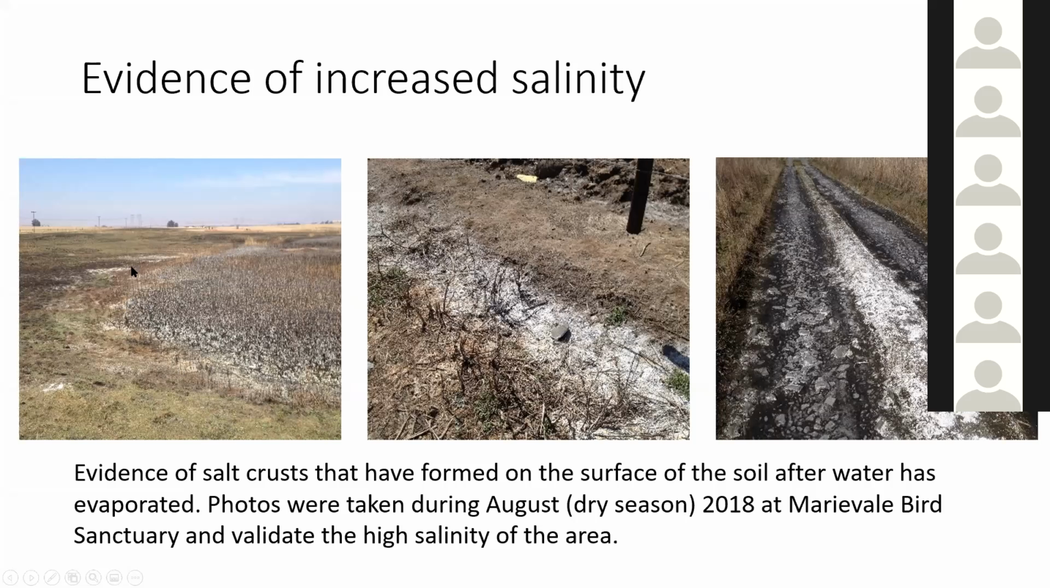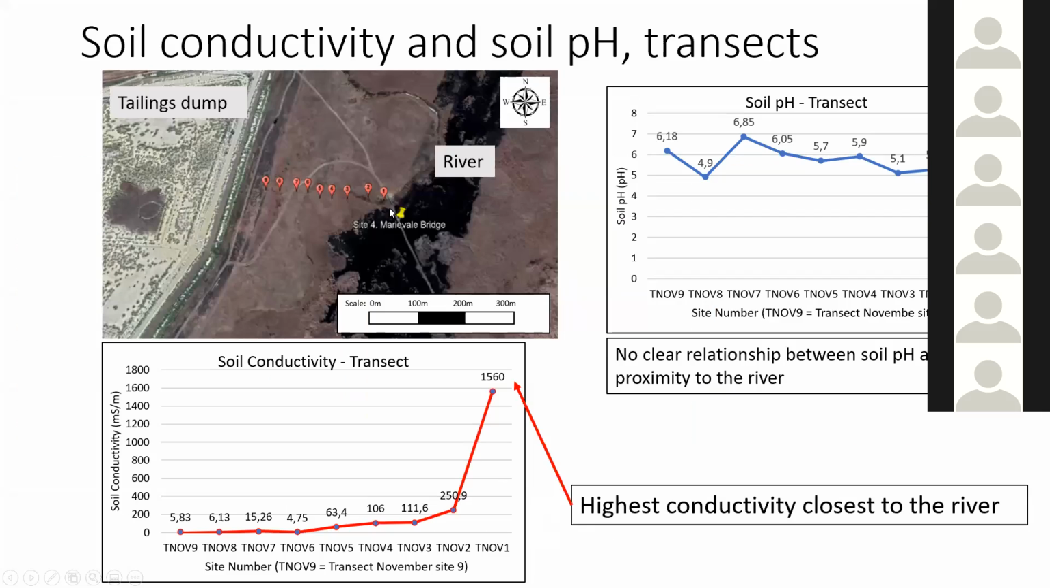During the dry season, it dries up, and obviously we have these salt crusts that have formed. And we did a simple transect from the river to an outer edge where we have a tailings dump. And if you can see, according to the conductivity results, the highest concentrations of soil conductivity are actually near the water's edge, and they get reduced quite dramatically towards where we have our tailings dumps.